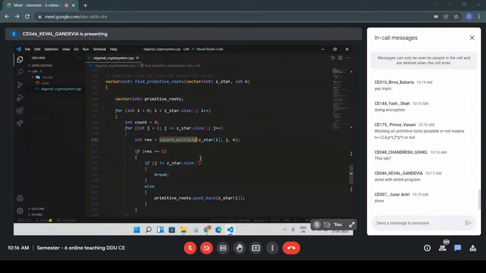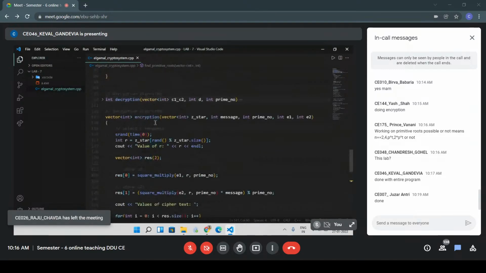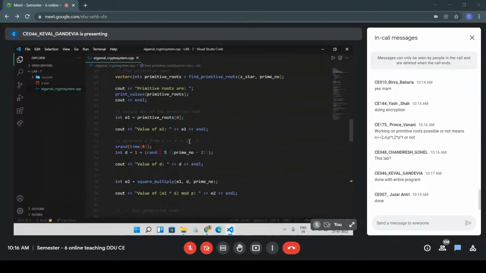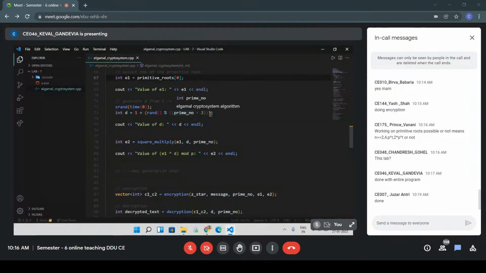Square and multiply method is also used. Once we have this primitive root, I am taking the value of E1. Then I am taking any random value D in the range 1 to P minus 2. Then I'm printing the value of D. Then I'm generating E2, that is E1 raised to D mod prime, using the square and multiply.